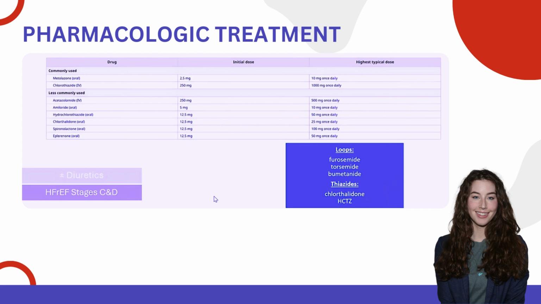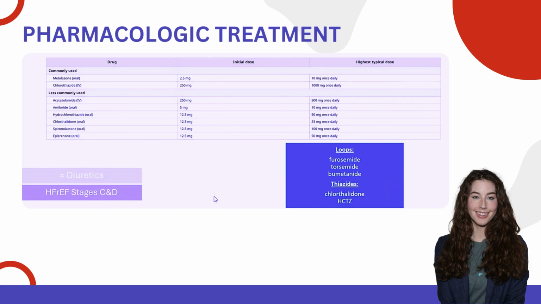Diuretic use is only class 1 for symptoms of volume overload. It's not for morbidity and mortality. So initially you will see loop diuretics: furosemide, torsemide, bumetanide, and low sodium diets. You just have to be careful with loop diuretics. You're at an increased risk of arrhythmias. If you get hypokalemia, it can cause metabolic alkalosis and ototoxicity, like tinnitus, ringing in the ears.